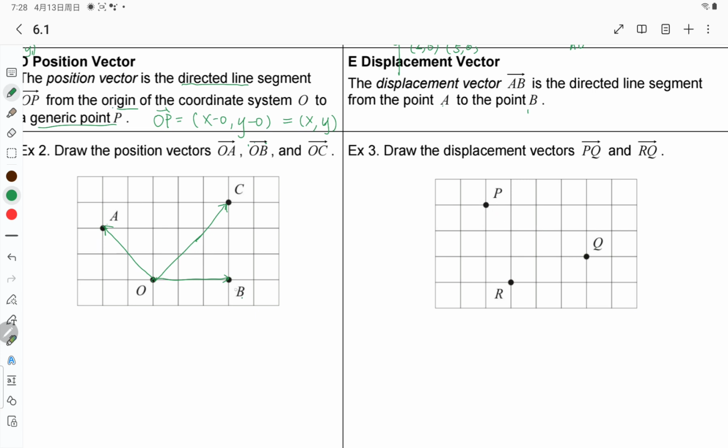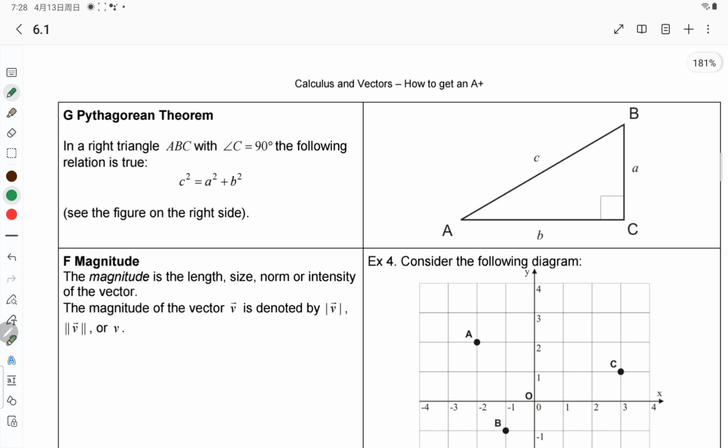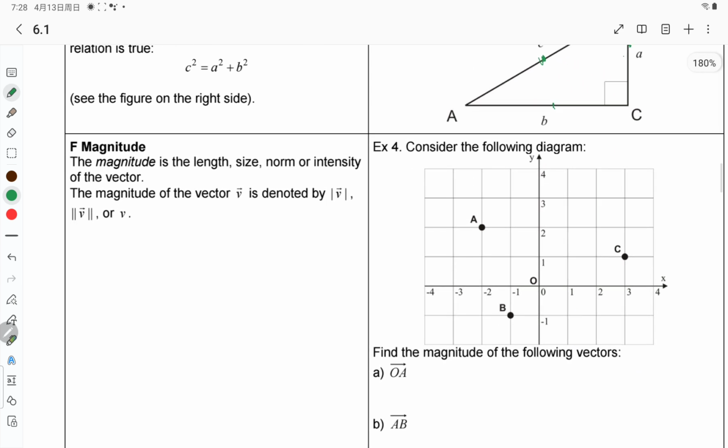Because the starting point for A, B, C happens to be the origin, the vector happens to be the same as the coordinates of A, B, C. So P, Q, and R. I don't know why I'm drawing this; I think you guys know. The Pythagorean theorem we're also using a lot, right? Just c squared is a squared plus b squared, and we'll see later how it's going to be applied.